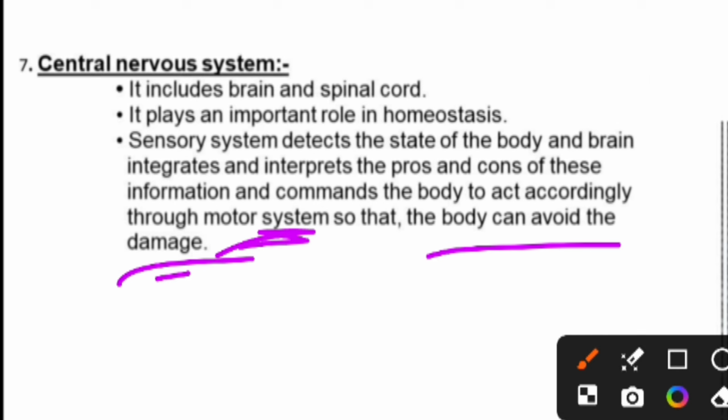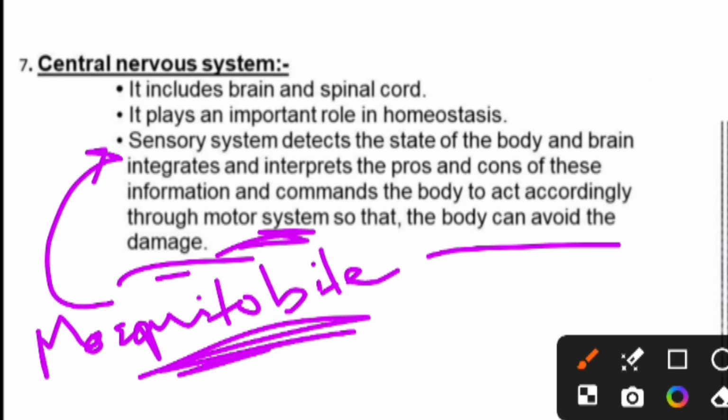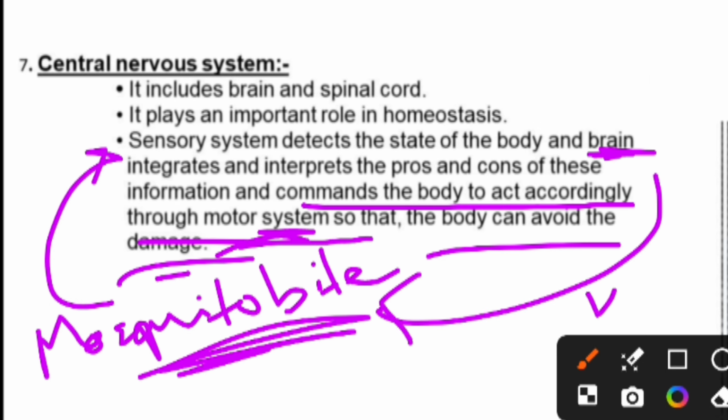For example, if a mosquito bites your hand, the sensory system detects that a mosquito has bitten, for example, your left hand, and then the brain integrates that, receives the signal and commands the body to act through the motor system. So our brain commands our other hand, the right hand, to kill the mosquito, and the body can avoid the damage.